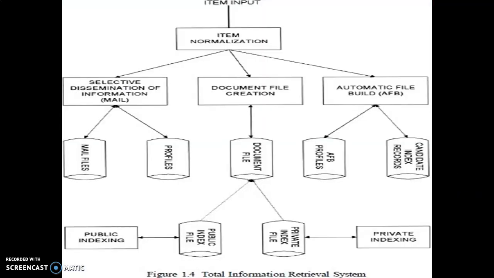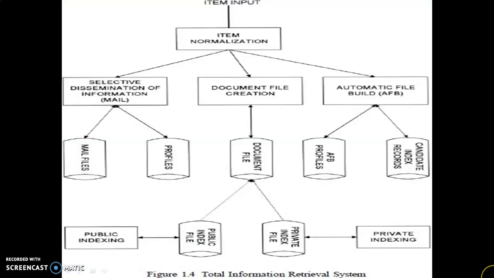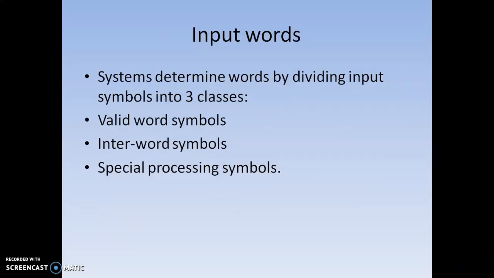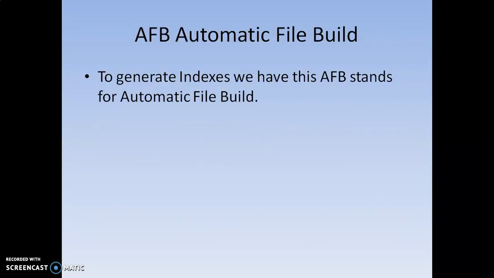So what is the next step now? We are going to see. In this, the first step is item normalization. The second one is selective dissemination of information in document file creation. Here we need to talk about one thing, that is automatic file build, the fourth component. Let us see what things are there in the fourth component. That is automatic file build, short termed as AFB.